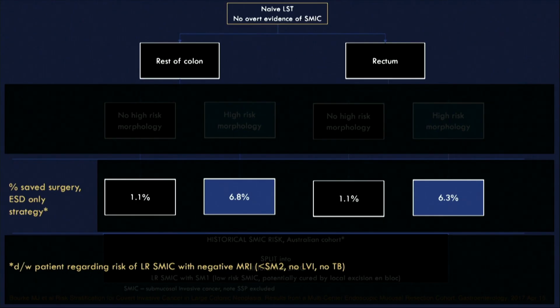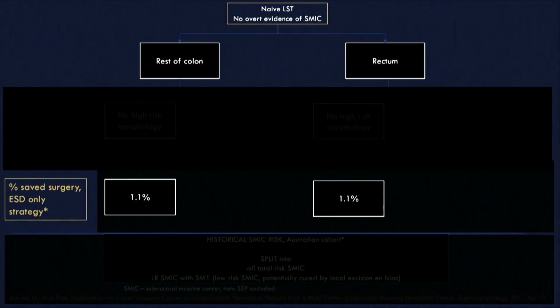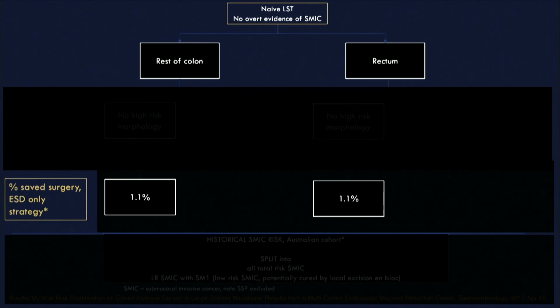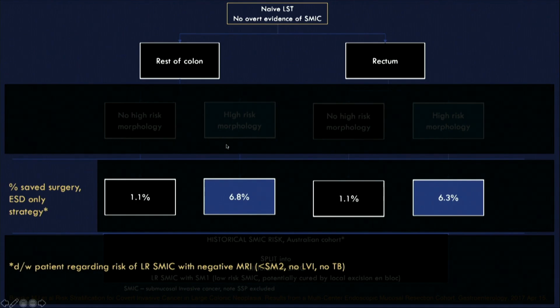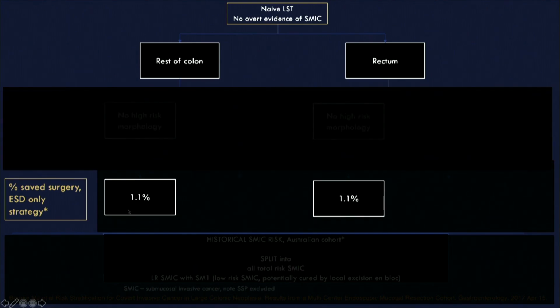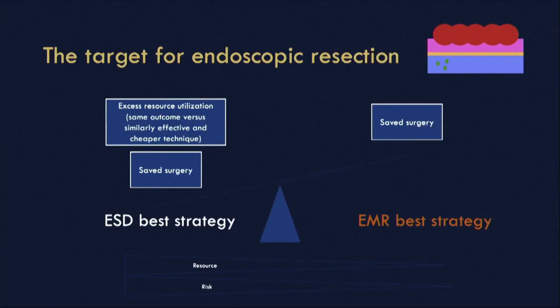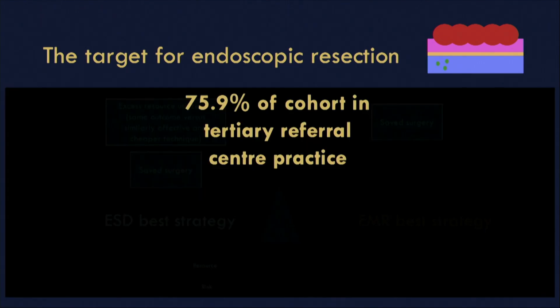And so you can understand, looking at this, that an ESD-only strategy doesn't make sense in economic terms. It's also very important to say that these are not weighted equally. The high-risk lesions are not as common as the low-risk lesions, and 75% of the lesions are the low-risk type, therefore weighting the numbers even more away from doing ESD for every patient. So in the majority of cases, EMR is the preferred strategy for endoscopic resection based on the risk of submucosal invasive cancer. Could we get even more into that?